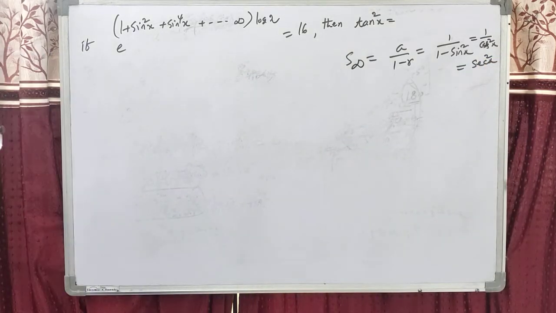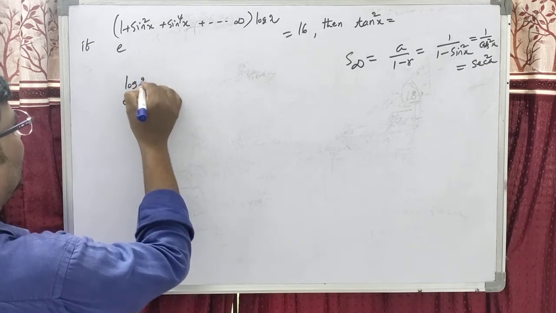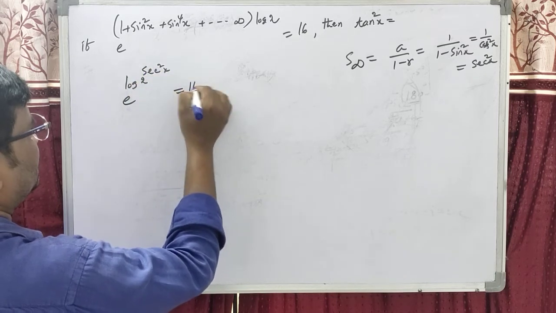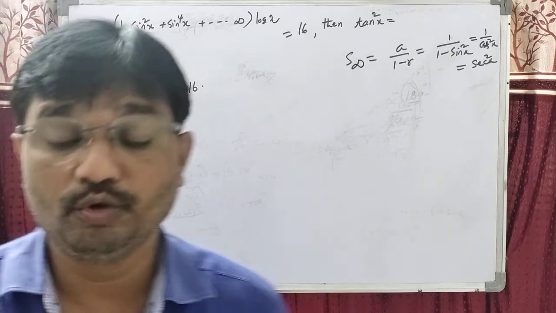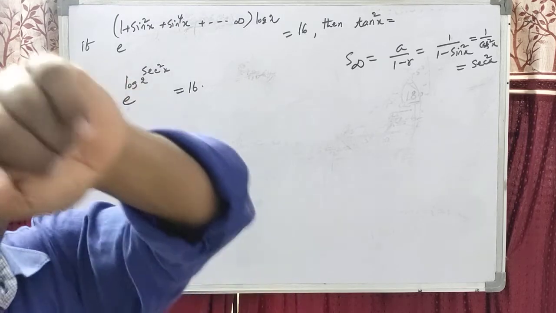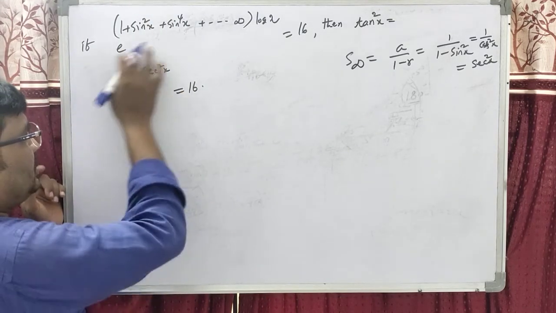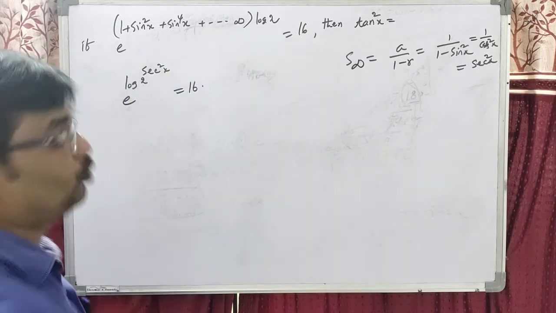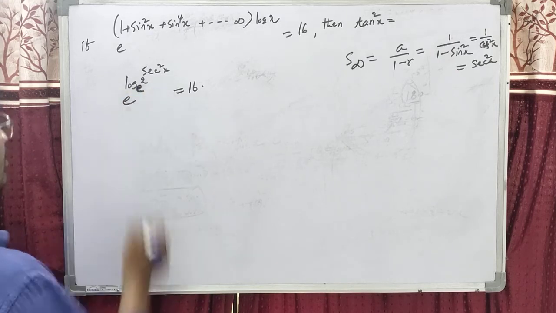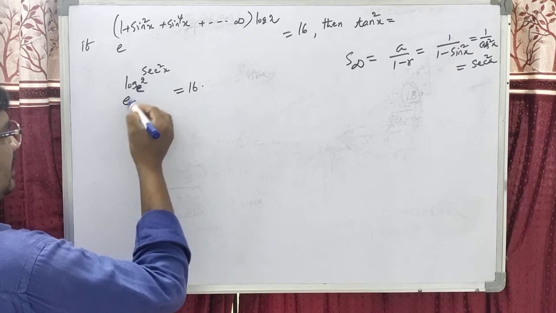Okay, students? Now we can write this as e power log 2 power secant square x equals 16. How do we write it, students? We have to know that log of a power m is m log a. Therefore, log of 2 power secant square x is secant square x into log 2. Okay, students? Is there base e? It is nothing but base e. Here we have to know that, students, e power and base e cancel.